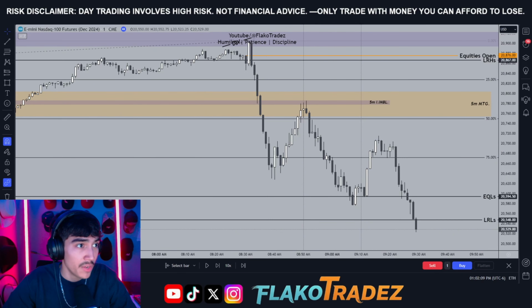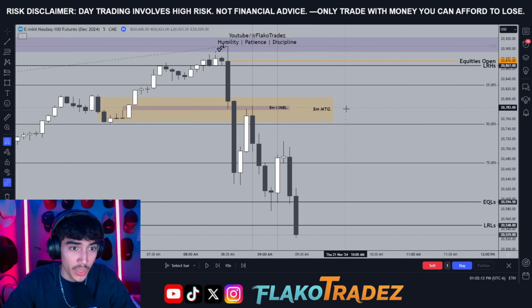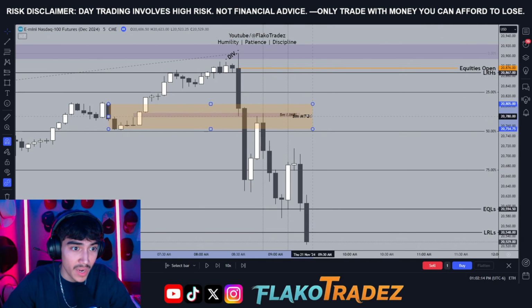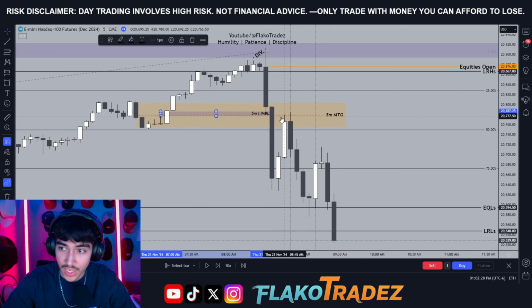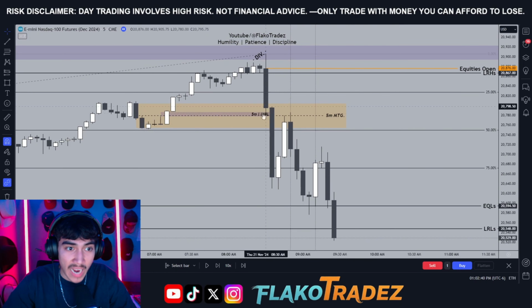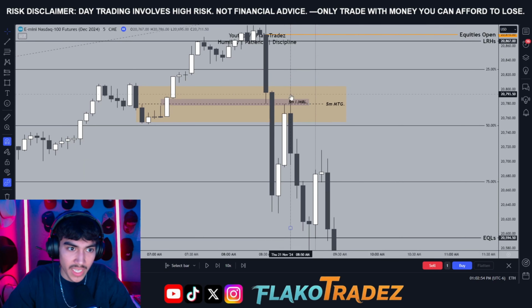On top of that, if we actually take a look at the 5-minute chart, we can see that we ended up respecting the 5-minute mitigation by closing under the middle line of it. As you guys can see here, this is the middle line of the 5-minute mitigation, and we are literally just respecting it by closing under it, which is the kind of thing that you want to see if we are indeed in bearish conditions. And you can technically say the same thing about this 5-minute inverted imbalance.